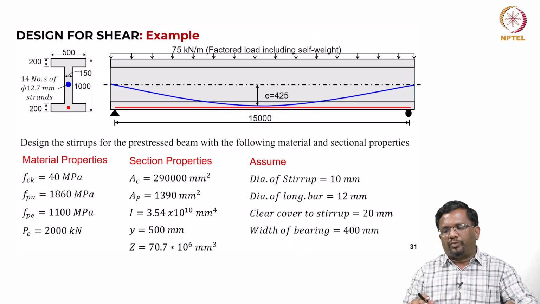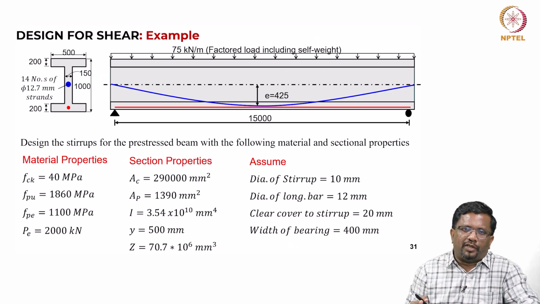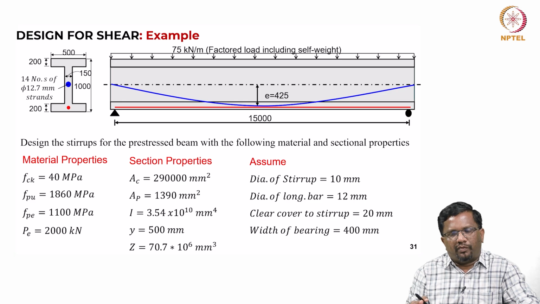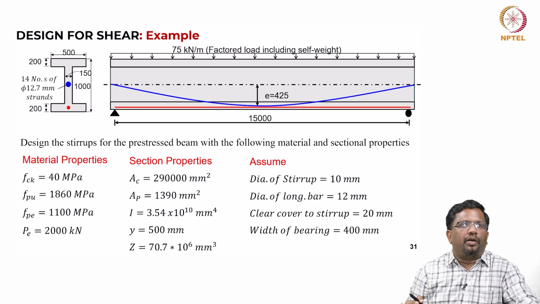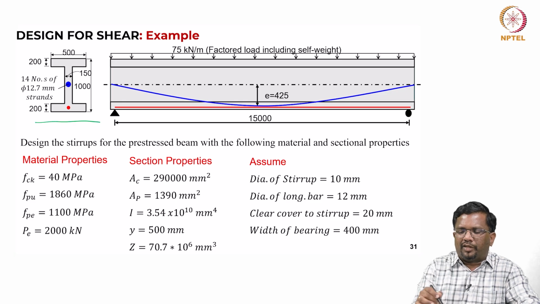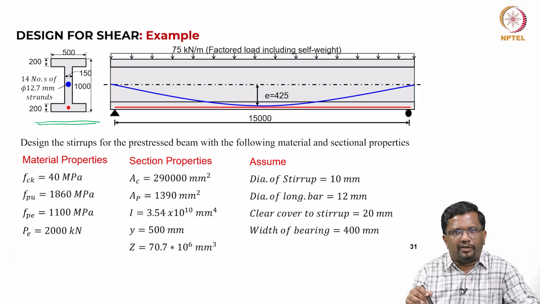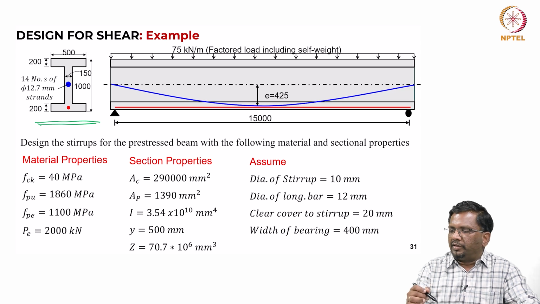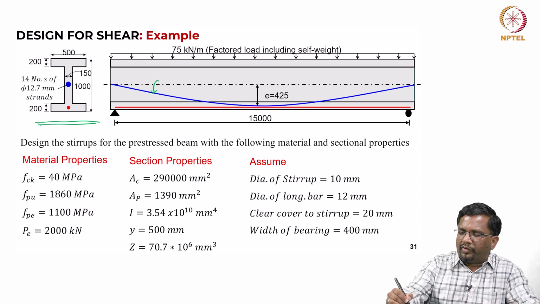Okay. So, now that we have understood this, let us go through one quick example and find out how we calculate all these things. You see here, this is the same standard section that we use in all our calculations. Previously in the flexure module also we used the same cross section, and this blue line is the profile of the tendon.